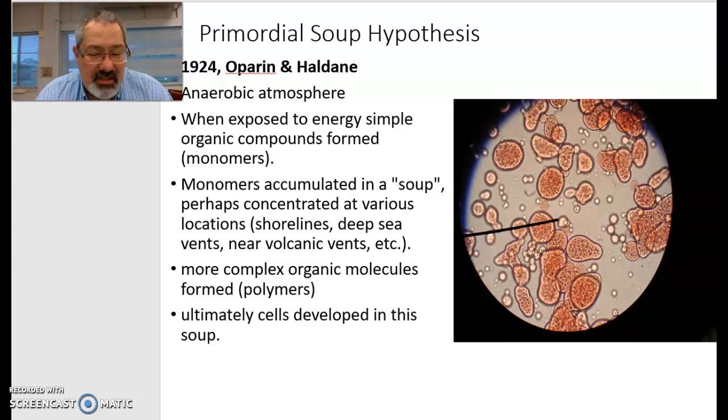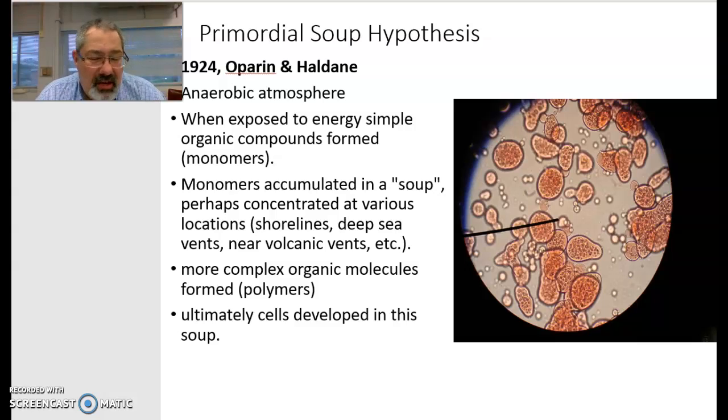The primordial soup hypothesis of both these gentlemen's concepts was that an energy source, maybe lightning or sunlight, but mainly lightning, might have provided the energy needed to form small organic compounds. We call them monomers, things like sugar units, amino acids, maybe nucleotides. Oparin and Haldane proposed that these monomers may have accumulated in a shoreline location, or deep underneath the ocean in a crack or a vent where ash or smoke was being released, or near a volcanic vent close to the ocean surface, like you might find off the coast of Hawaii today.